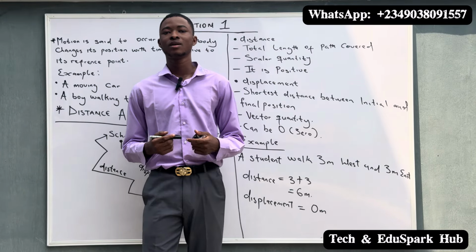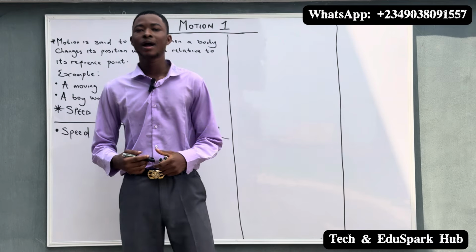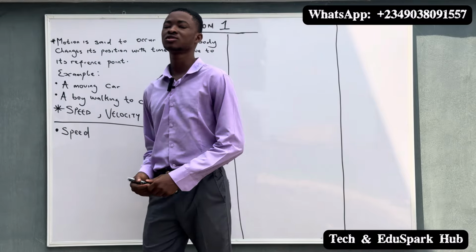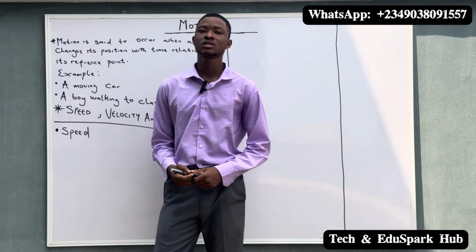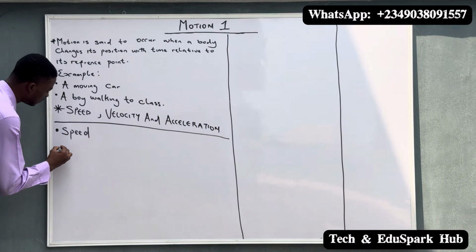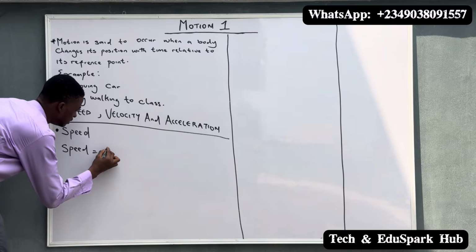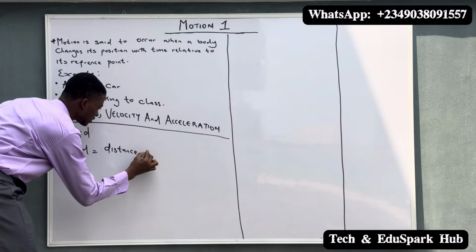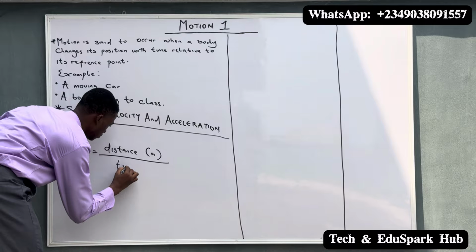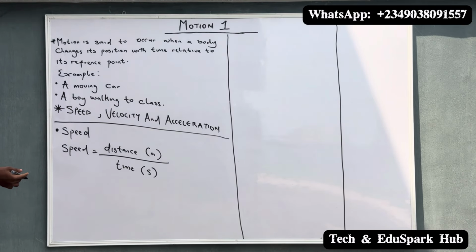So let's look at our next subtopic, which is speed, velocity, and acceleration. Let's look at these concepts one by one. Let's look at the speed first. Speed is given as what? Speed equals the distance in meters over time in seconds. So this is the formula for speed.